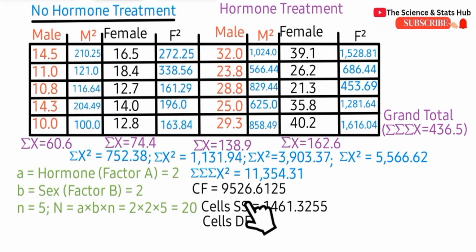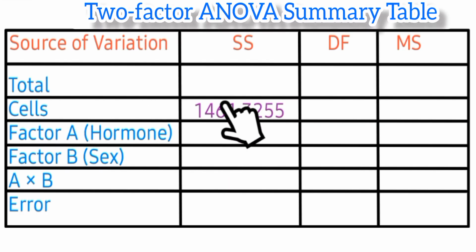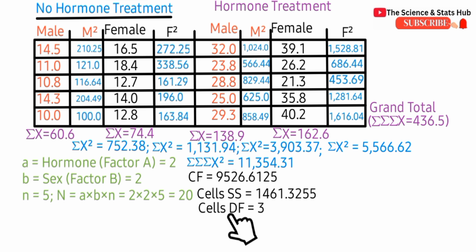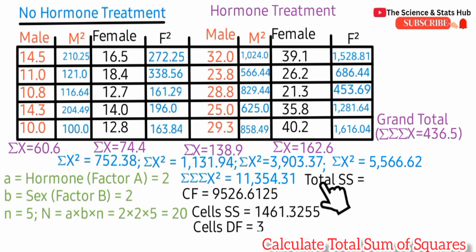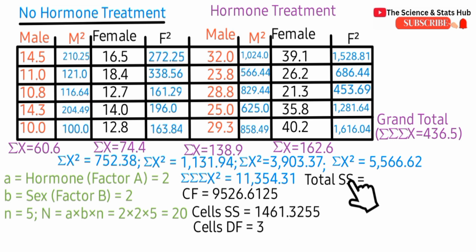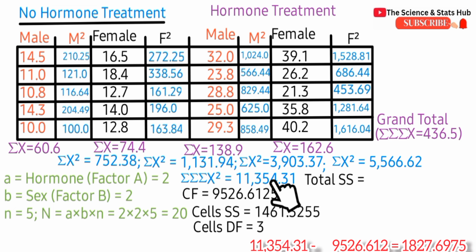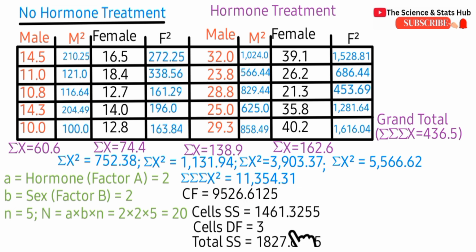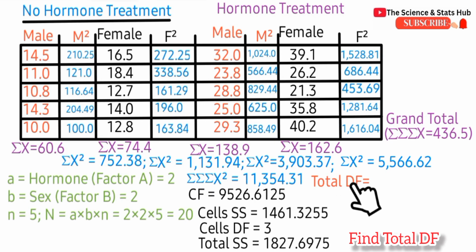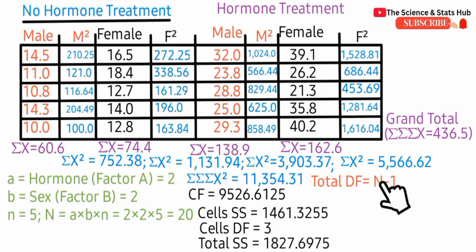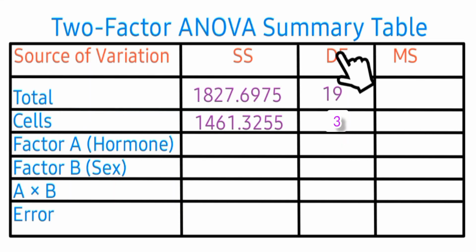Let's fix this value into our ANOVA summary table. Take the cells sum of squares. Let's also fix in the cells degrees of freedom on our table. Now let's calculate the total sum of squares. Total sum of squares is equal to this value minus the correction factor value, which gives 1827.6975. Let's also record this on our table. Now find total degrees of freedom. Total degrees of freedom will be capital N, which is 20, minus 1, which is 19. Now let's record this on our summary table: total degrees of freedom, 19.